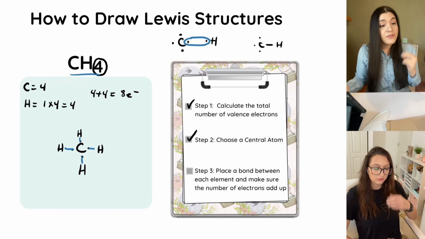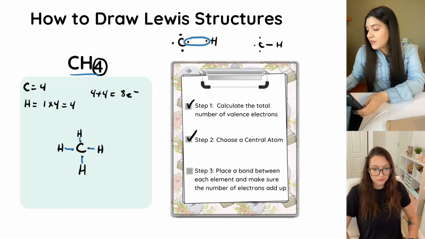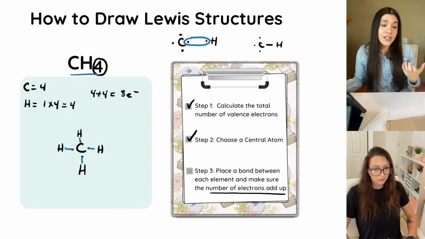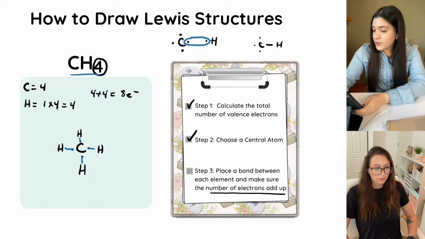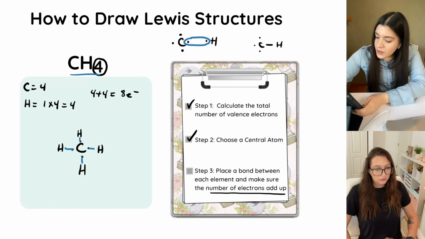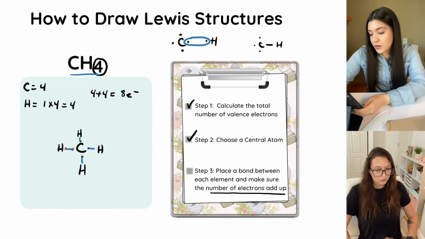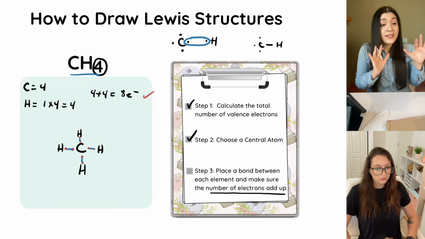And then the very last part of step 3 is to make sure that all of the electrons add up to what we did in step 1. In step 1, we said that there are 8 total valence electrons, and we want to double check that that's true. So if I were to recount these electrons, in red, remember, 1 bond consists of 2 electrons. So there's 2 so far. So 2, 4, 6, and 8. So yes, that checks out. And because that checks out, we're done. That is the correct Lewis structure.